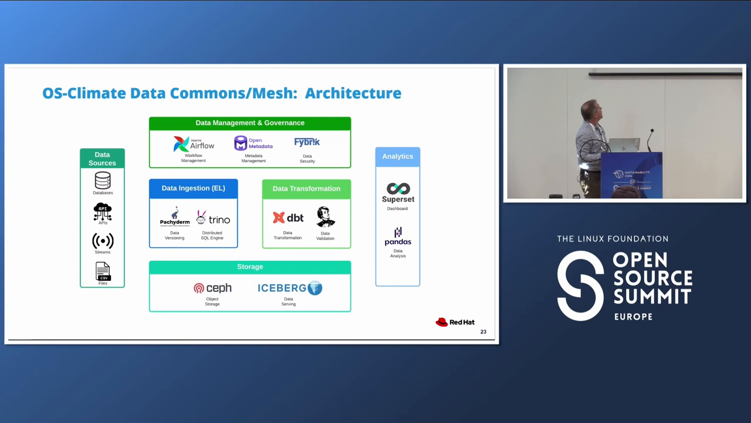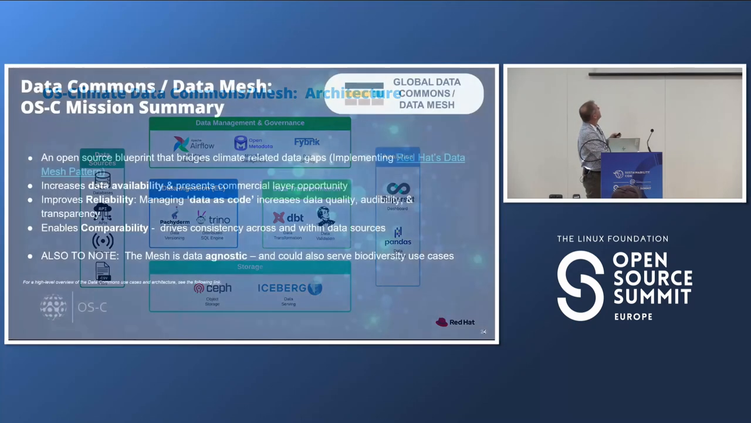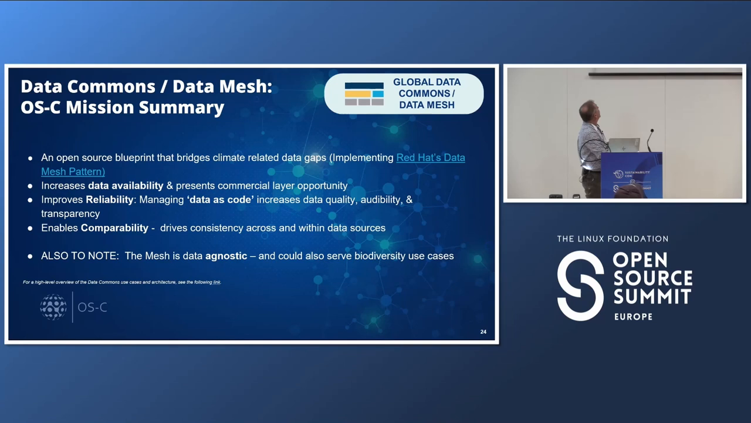And for those of you that are into the open source, that's the architecture. I'm going to leave you with those slides. Everything is open source. In particular, you've got Trino on the Federation side. And this is a little summary on the mesh pattern. The principles that we're working on is really availability, reliability, and comparability.